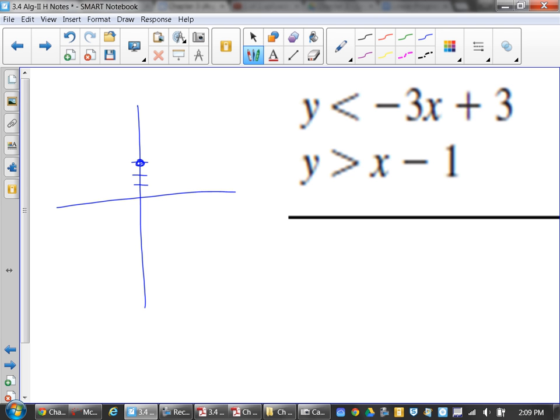My slope is negative 3. So when my slope is negative 3, what direction do I go first? Down 3, and then where? Over 1, because it's 3 over 1. Remember? Down 3 over 1. When I connect those dots, will it be a solid or a dotted line? Dotted. So just go.